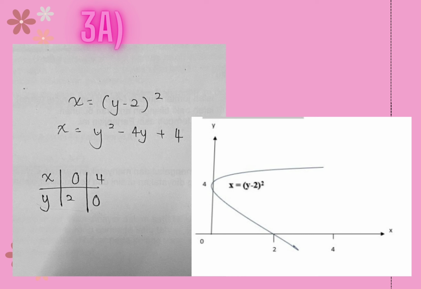we expand it. We've got y^2 minus 4y plus 4. So we got x at 0 is 4, y is 2 and 0.